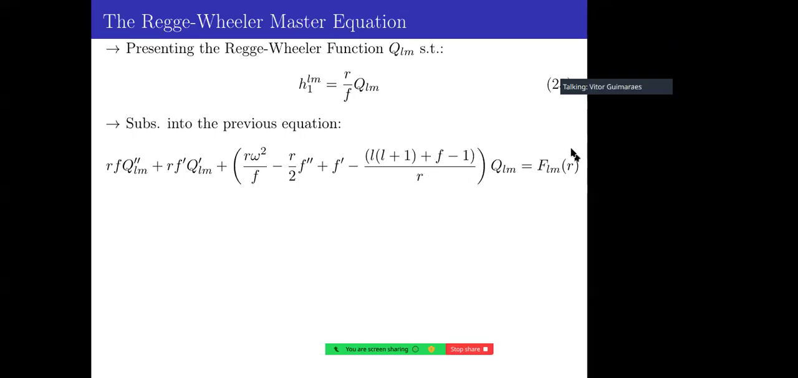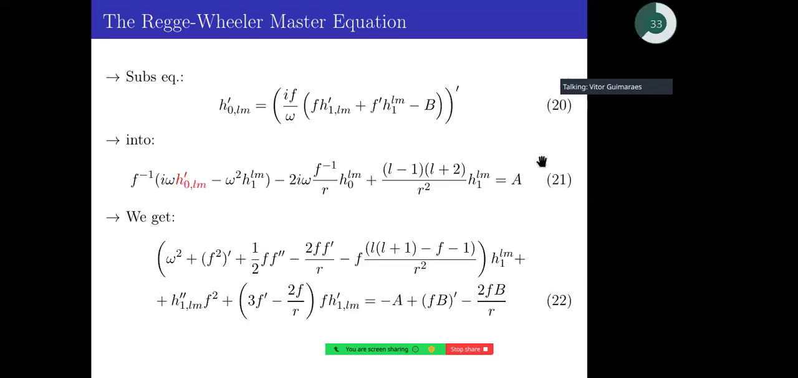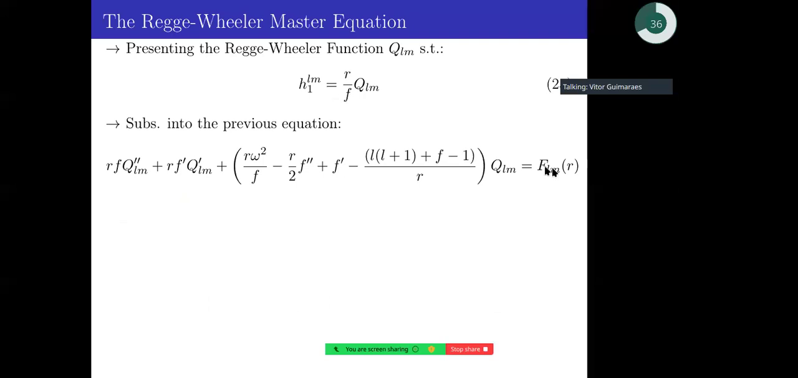Here, what I call F is exactly this function of r. After all, the energy-momentum tensor components and f are all functions of r, so I put it all into one label, which I call F_lm(r), a function of r. But this way we cannot identify this right away.